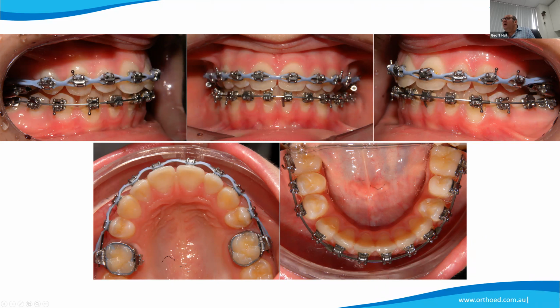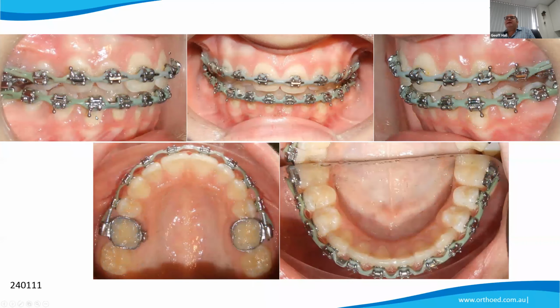I'm a little bit asymmetric, so I might end up running some class 2 elastics more on the left than I do on the right. So I might wear them on the left 24 hours a day, and on the right just at night time. So here, I'm closing the space. That's not looking too bad.